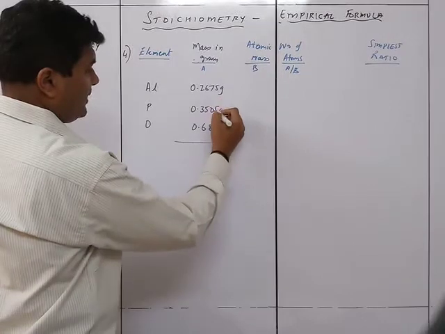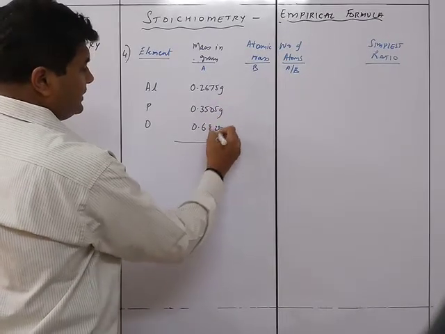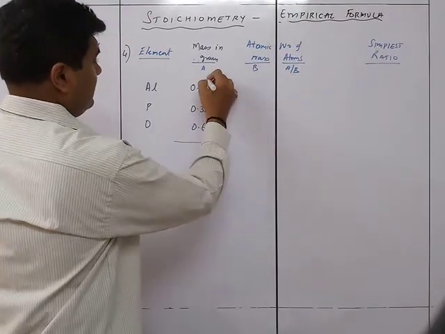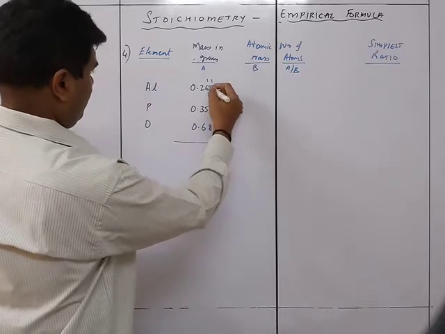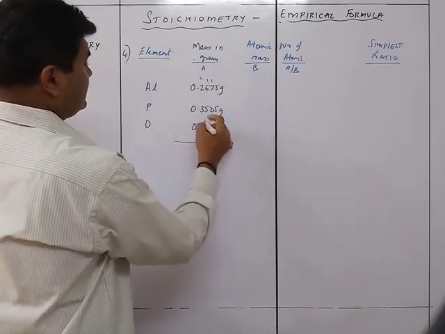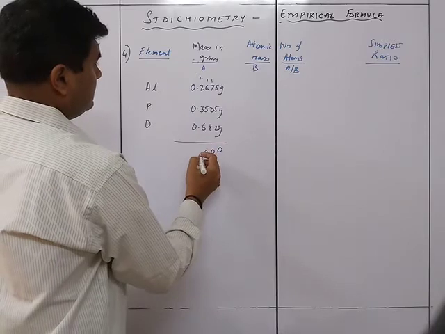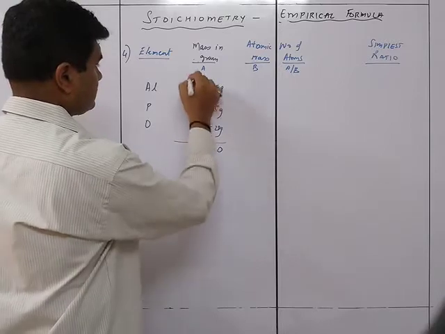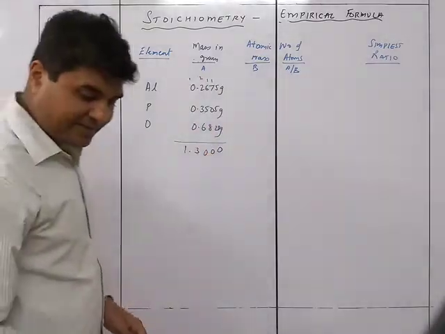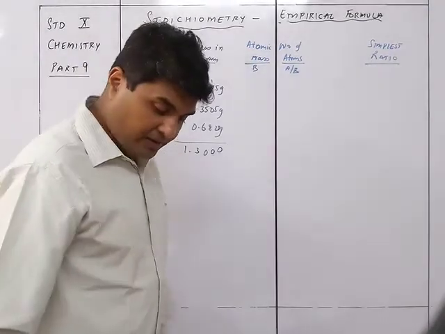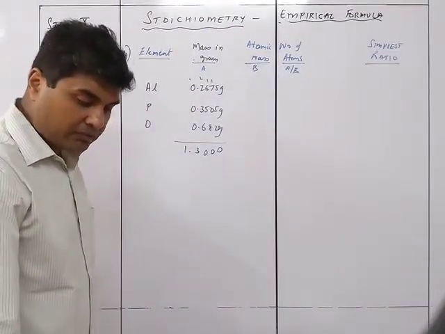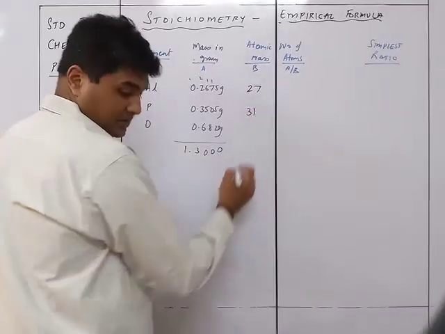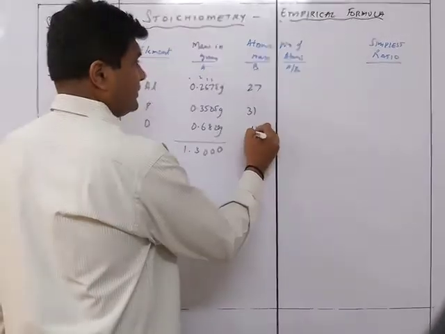Just check it out. Adding them up gives 1.3 grams. That's exactly what they've given you, so there is nothing missing. And we need to find out the formula. The atomic mass of aluminum is 27, phosphorus is 31, and oxygen is 16.